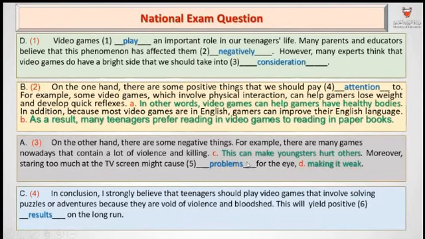So studies have shown that this can make youngsters hurt others or really commit crimes. I think we've discussed this in previous lessons. And then you've got a comma. You can see that there's a comma after the eye. So we are talking about the damage that can be caused to the eye, making it weak. Of course, it refers to the eye, making the eye weak.